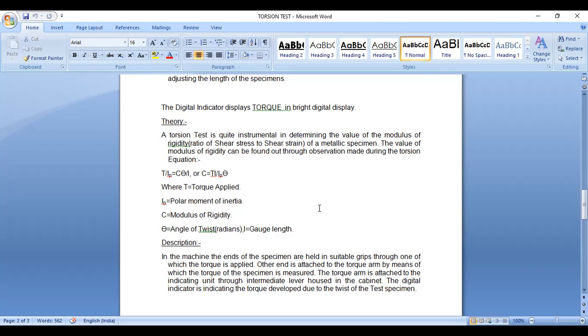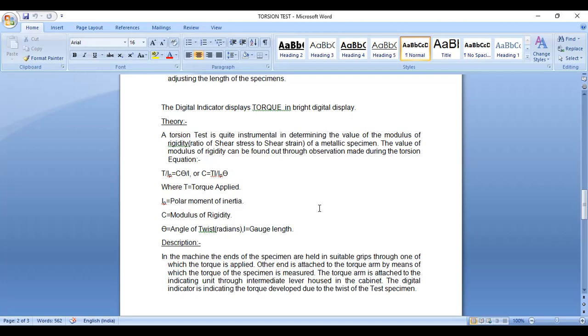Where T is the torque applied, Ip is the polar moment of inertia, C is the modulus of rigidity, theta is the angular twist, and L is the gauge length. So C, the modulus of rigidity, is given by T L divided by Ip theta.